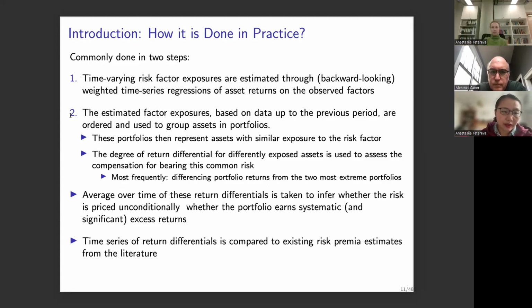And the second step is that the estimated factor exposures, based on data up to the previous period, are ordered and used to group assets into portfolios. People ask me why we do sorting, right? If we group stocks with similar levels of betas, these portfolios represent assets with similar exposures to the risk factors, and then we can invest in those portfolios as representatives.